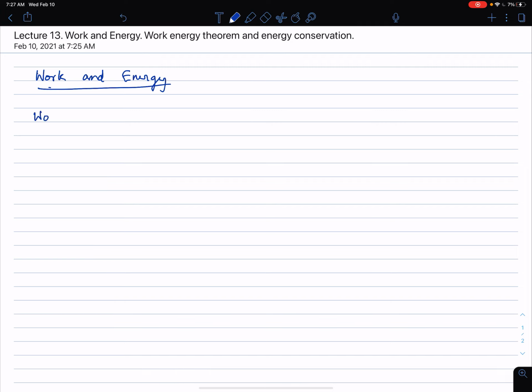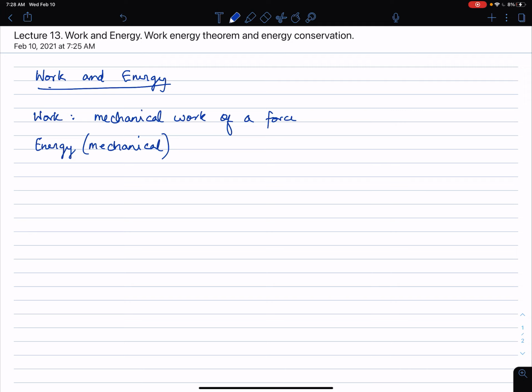The important terms are work, by which we mean mechanical work of a force, as opposed to chemical or nuclear or whatever other kind of work one can imagine. And then we will talk about energy, and we'll talk about two kinds of energy. We again talk about mechanical energy as opposed to chemical energy or electrical energy or nuclear energy.